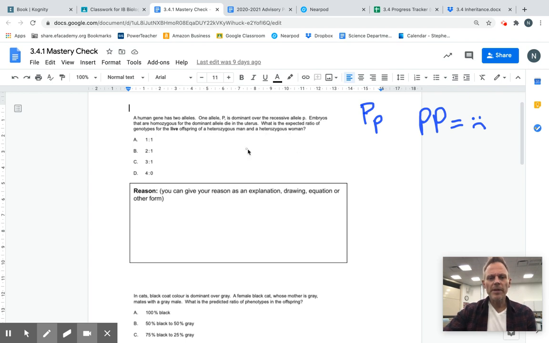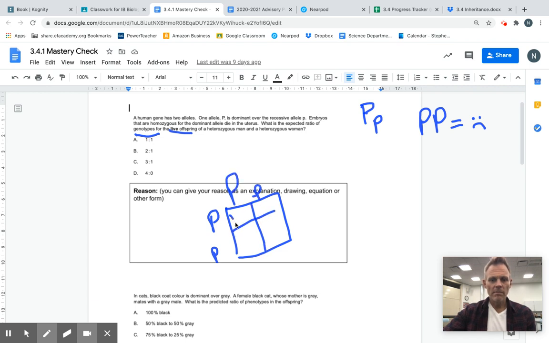So what is the expected ratio of genotypes? We're only looking at the combinations of letters for the live offspring if we cross two heterozygous parents. So the parents that we're crossing, one is big P and little p, and the other parent is a big P and a little p.